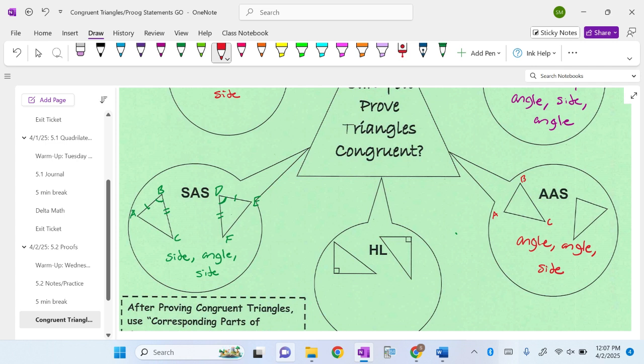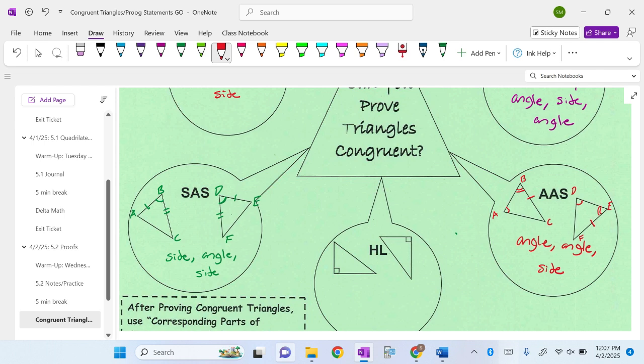Oh, just chilling. All right, so angle, angle, side means that two angles in order if you're going around, and then a side directly after the second angle. So over here, if it was D, E, and F, angle, angle, and then a side.